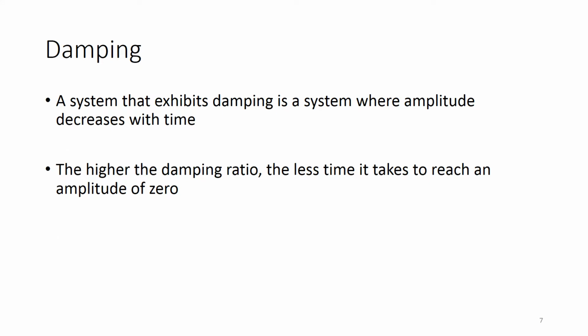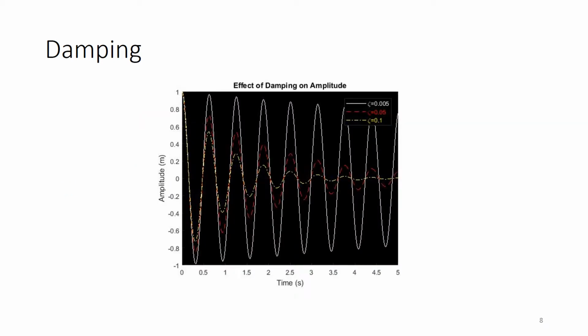A system that exhibits damping is a system where amplitude decreases with time. The higher the damping ratio, the less time it takes to reach an amplitude of 0. As you can see from this graph, we have three different systems with three different damping ratios. The white graph has a damping ratio of 0.005, the red one has a damping ratio of 0.05, and the yellow one has a damping ratio of 0.1. As you can see, the higher the damping ratio, the less time it takes to go to 0.